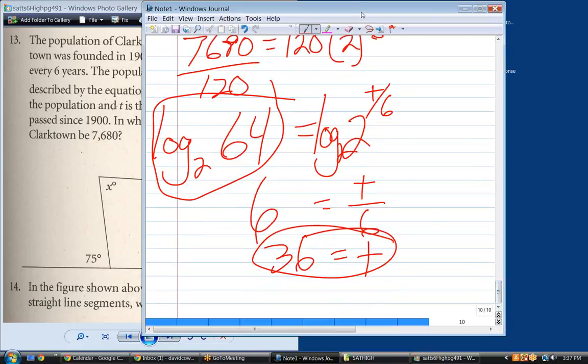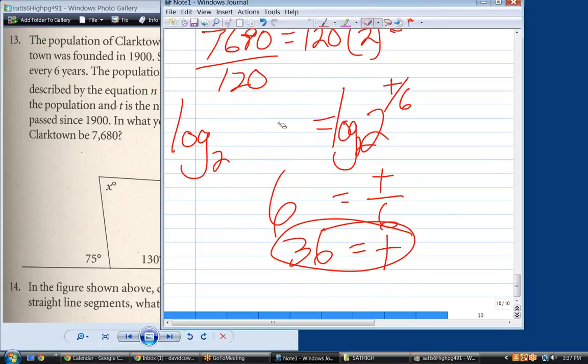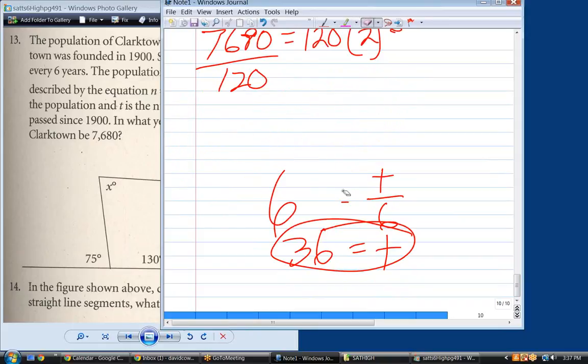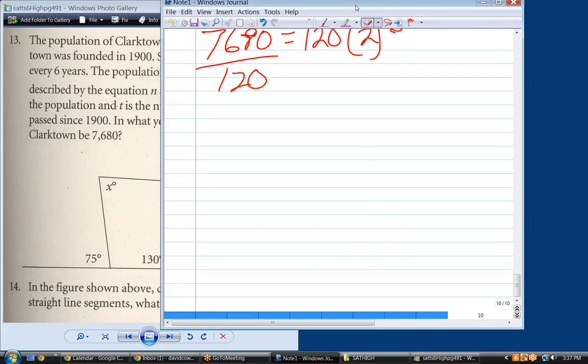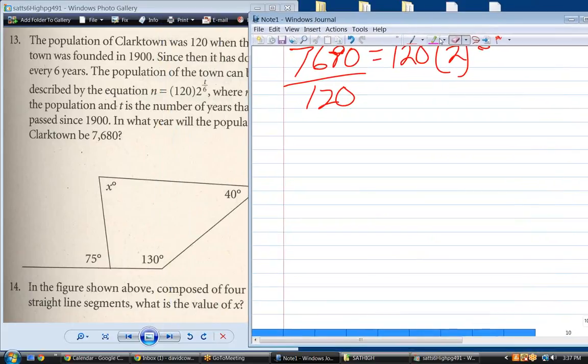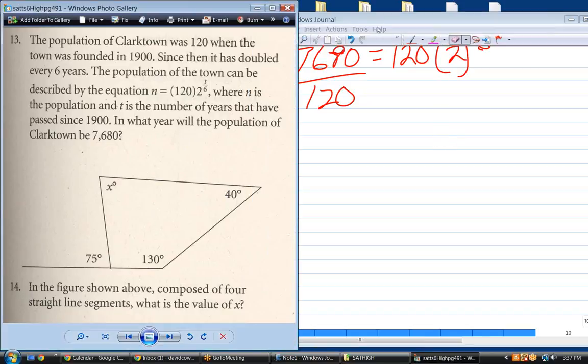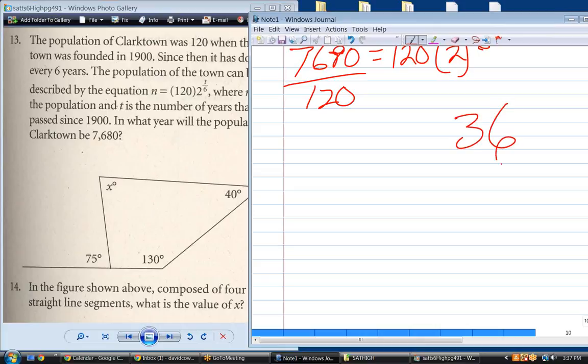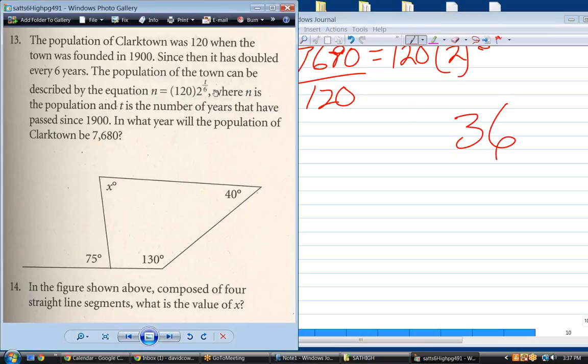Is there a way to do that without using logs? Yes, there is. It would be a little bit lengthy, and that is no, there really isn't. Oh, and incidentally, yeah, we figured 36 years, right? Yeah. So the answer is 1936, not 36. Be careful about these questions.